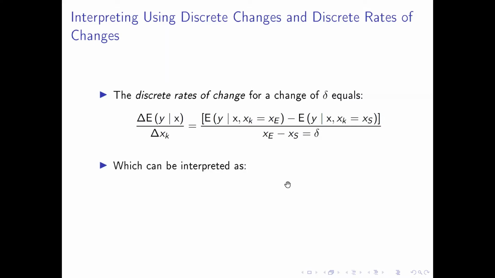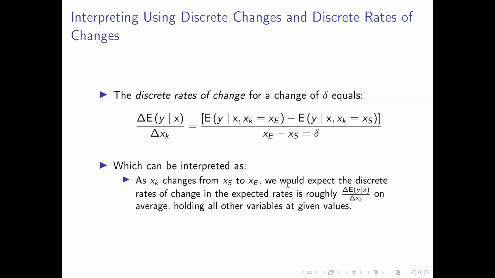This result can be interpreted as: xk changes from x subscript s to x subscript e. We would expect that the discrete rates of change in the expected rates is roughly this ratio, delta e over delta xk, on average, holding all other variables at given values. These given values are known values. Okay?